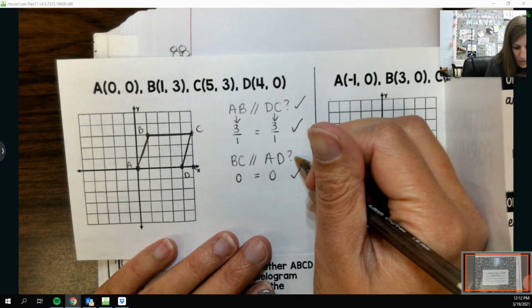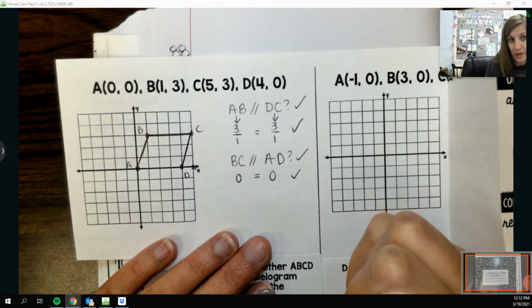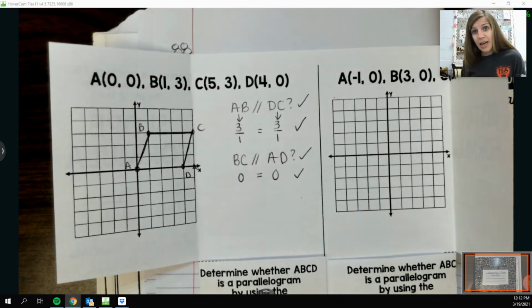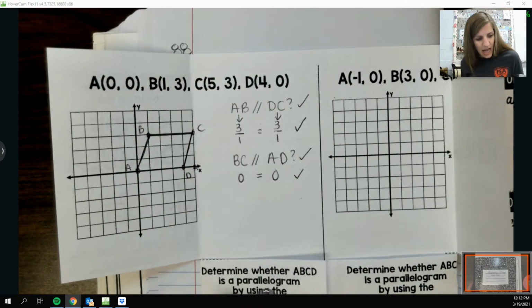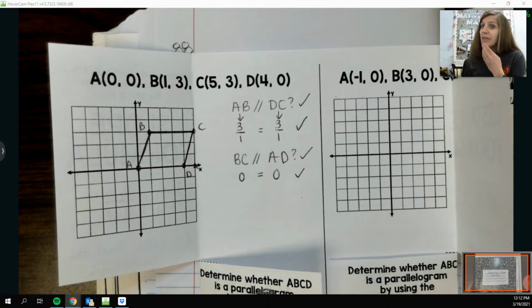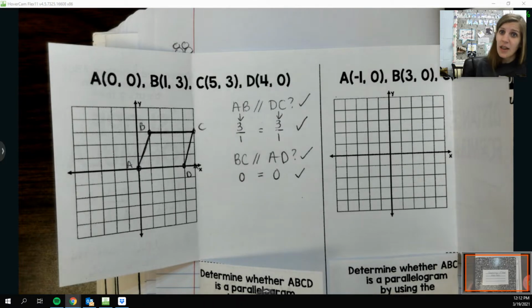So since they're equal, those lines are also parallel. So at the very least right now, I know that it's a parallelogram. Something that I might want to also consider is the length of the lines, so that I can see if it's just a plain old parallelogram or if it's something better than that.